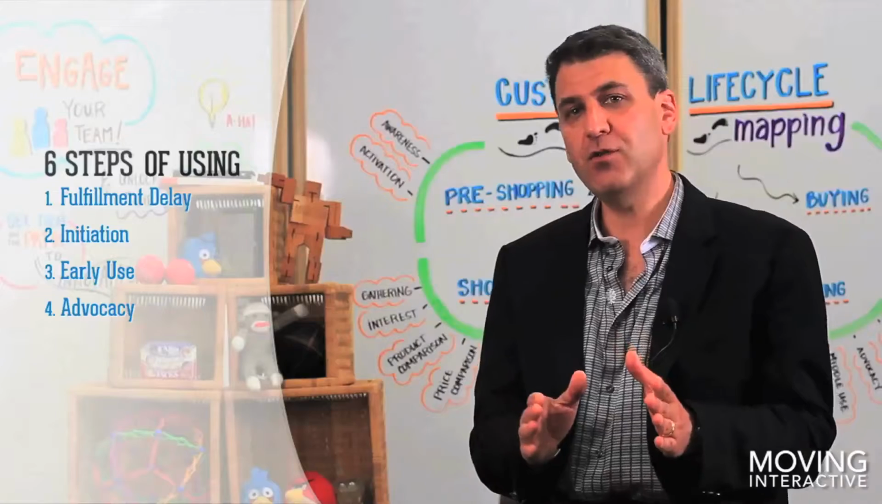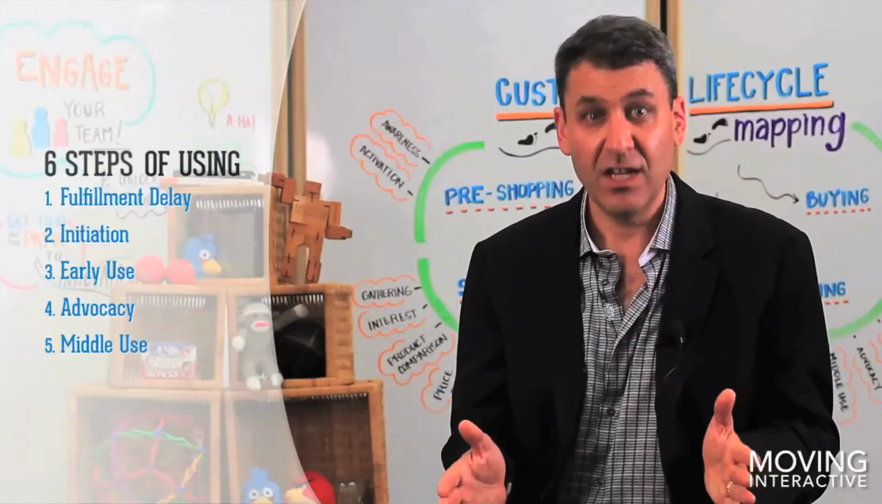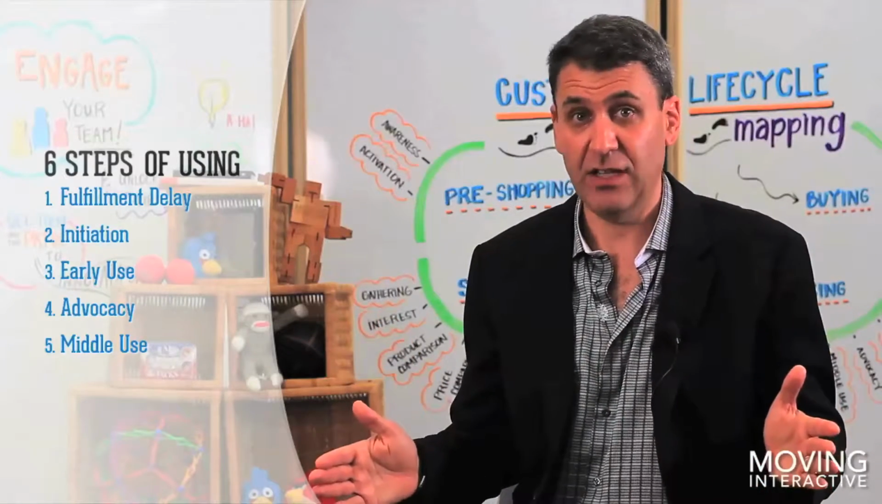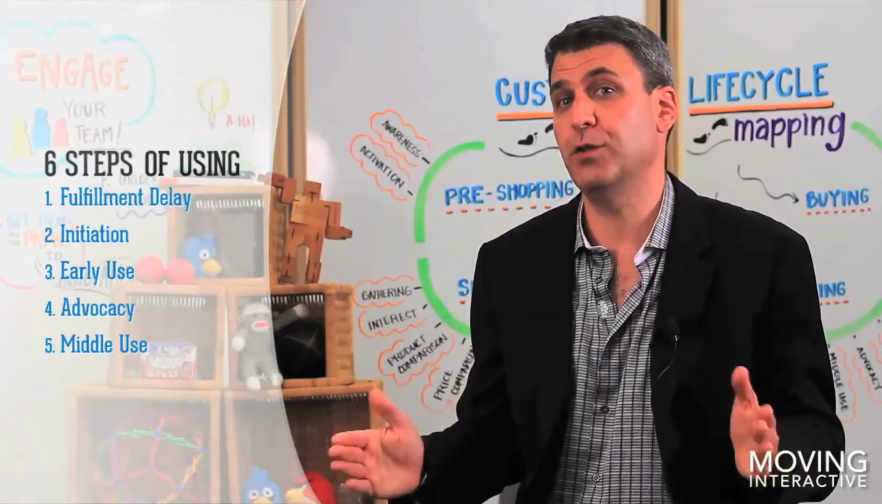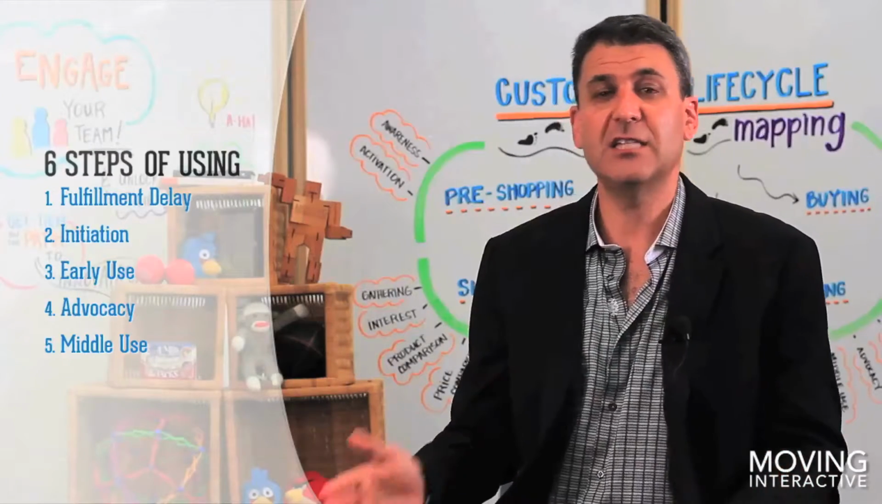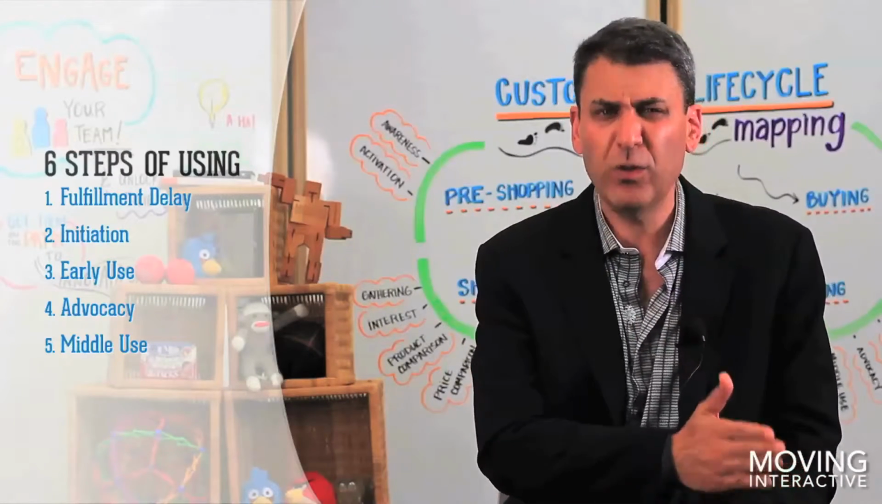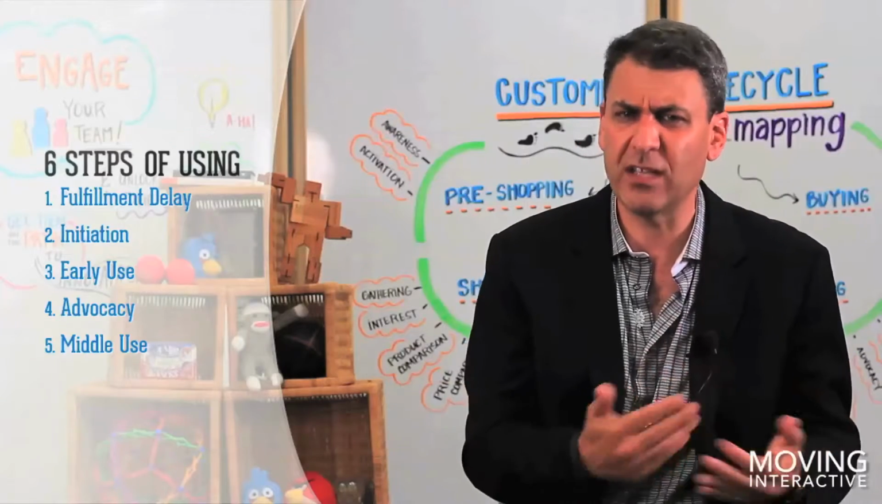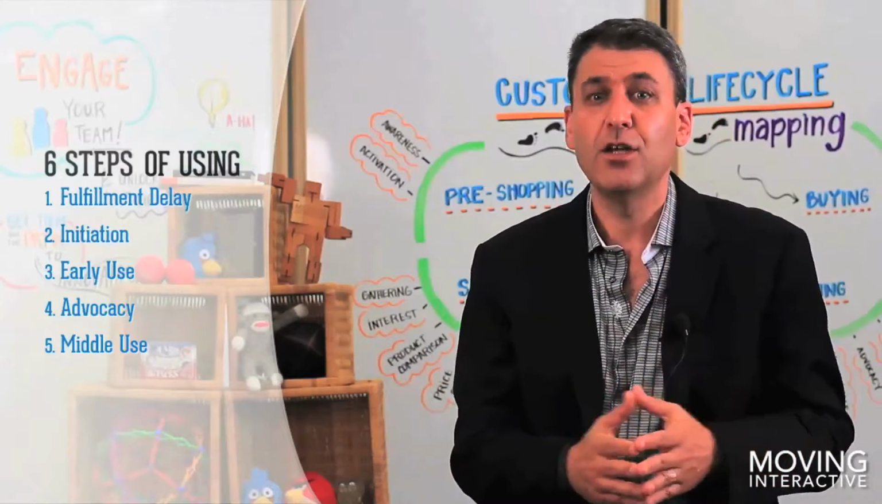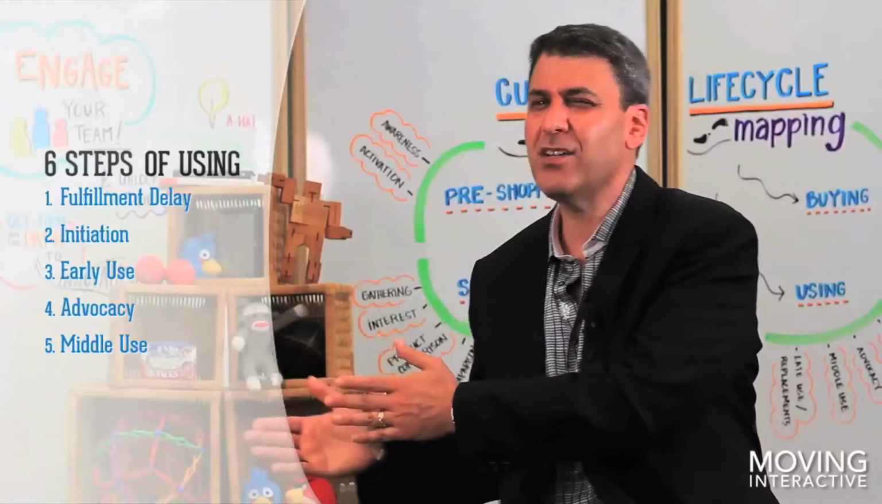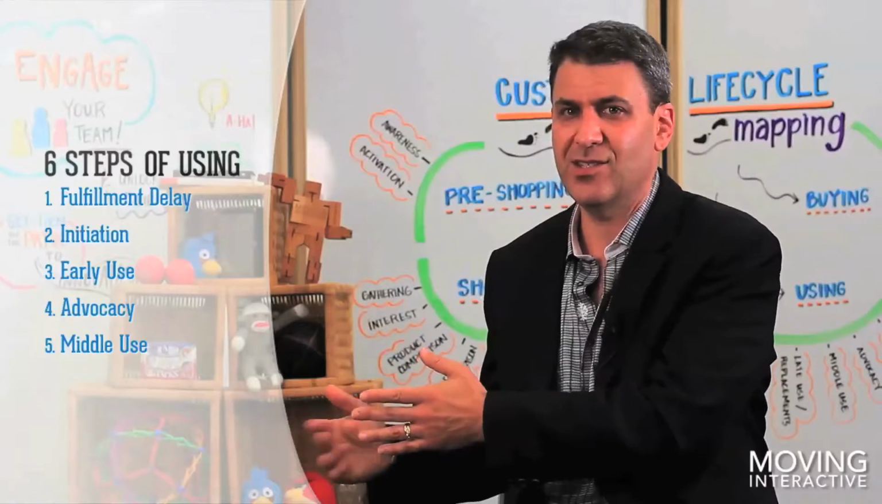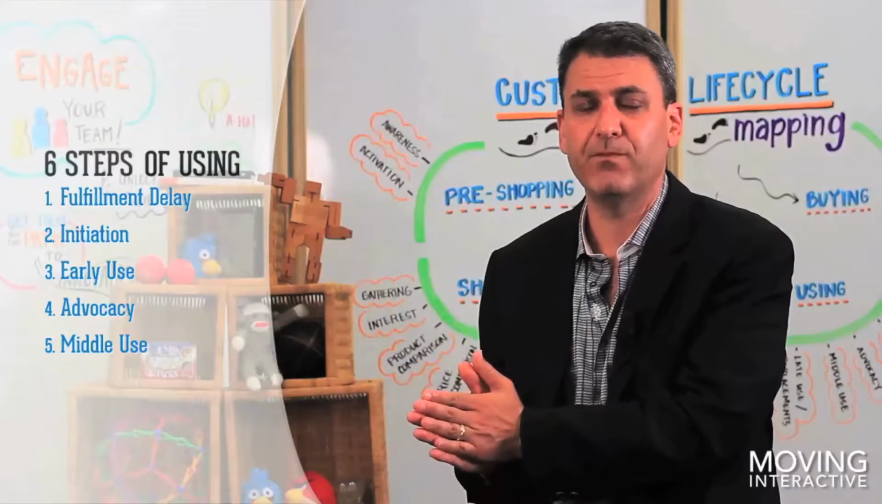The fourth step of use we call middle use. This is usually the longest stage, lasting almost the full useful life of the product or service. It spans from the end of early use, when the customers really got the product working as part of their day-to-day life, to late use, which is when the product starts to break down or become obsolete and it's time to think about a possible replacement.